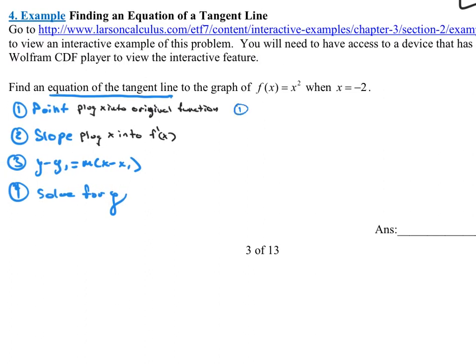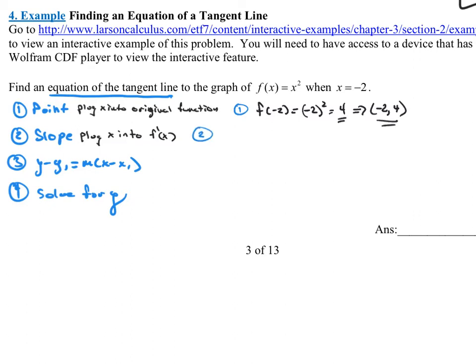We're going to find f of negative 2, which in this case would be negative 2 quantity squared, which is a positive 4. So that tells me that my point was when x was negative 2, my y value was a positive 4. There's the point that I need, right? Okay.